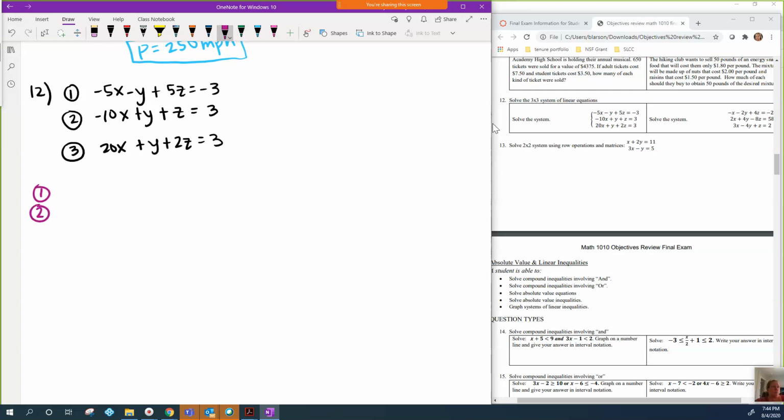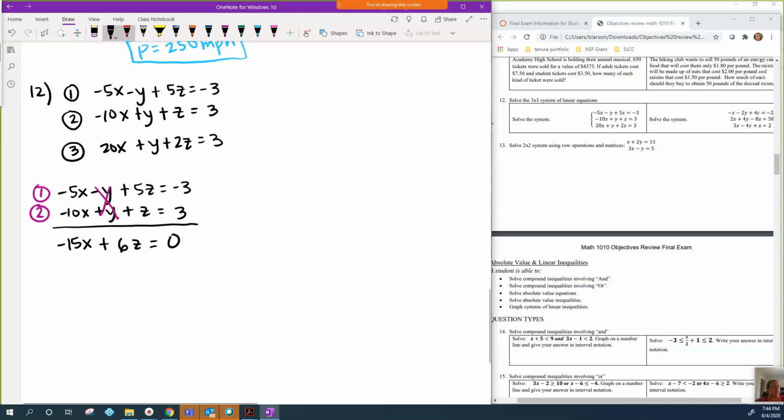So if I do equation 1 and equation 2, right, so negative 5x minus y plus 5z equals negative 3. I'll write down equation 2 underneath that. Then I see that my y's eliminate, right, which is what I was trying to make happen there. And then I need to add the other stuff together so I can see what I have left. So I'll have negative 15x plus 6z equals 0, right? And that's okay that it equals 0. Sometimes that freaks people out. But then we'll call this new equation equation 4.